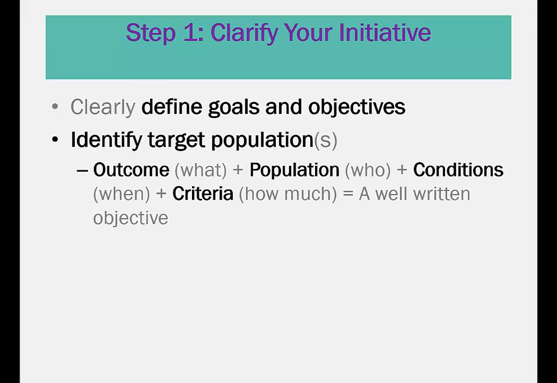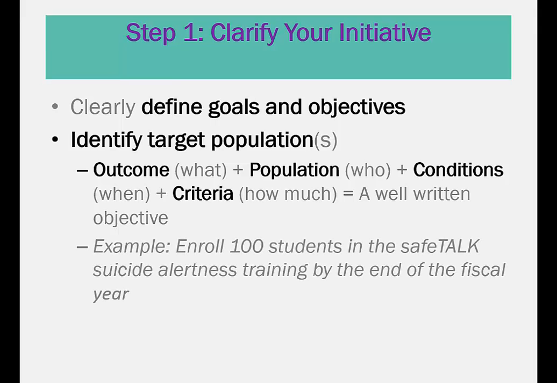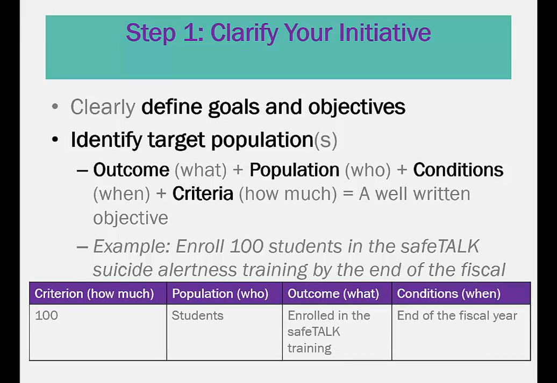Consider the following example that covers all 4 elements of a successful objective. Enroll 100 students in the Safe Talk Suicide Alertness training by the end of the fiscal year. Now, think about an initiative that you have wanted to implement. Use the blank template below to help clearly define your initiative's goals and objectives. Once completed, you can print a copy for your reference by pressing the printer icon in the top right corner of this page.